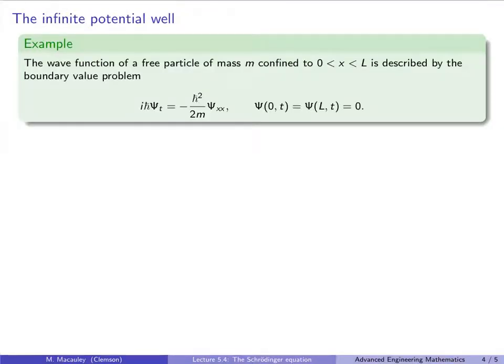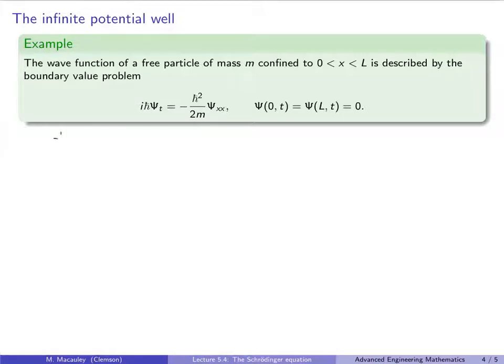Here is an example that models that special case that I said I would do next. This is called an infinite potential well. The wave function of a free particle of mass m confined to a one-dimensional region from 0 to L, I claim, is described by the following boundary value problem. This is the free Schrödinger equation, and these are two boundary conditions. So I have to justify this and explain what this infinite potential well is.